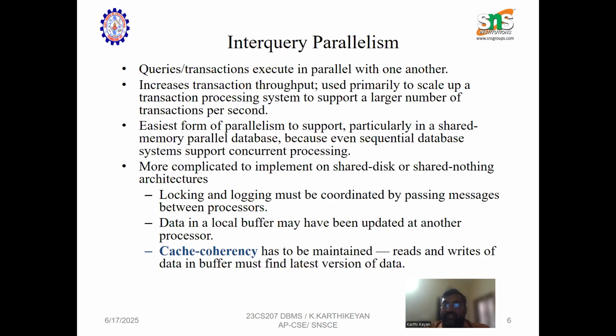Locking and logging must be coordinated by passing messages between processors, and data in a local buffer may have been updated by another processor, so cache coherency has to be maintained. Read and write to data in the buffer must find the latest version of data.